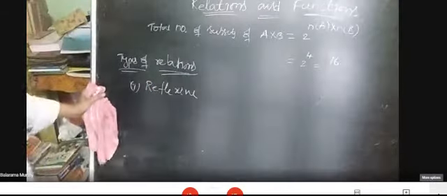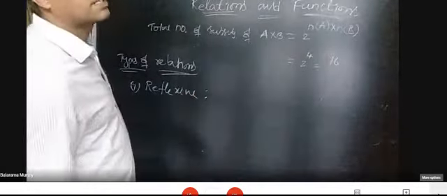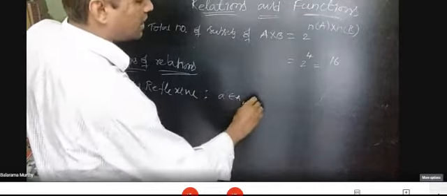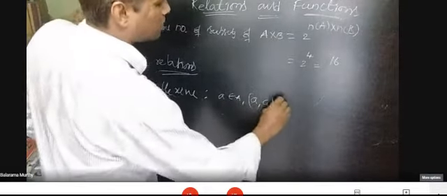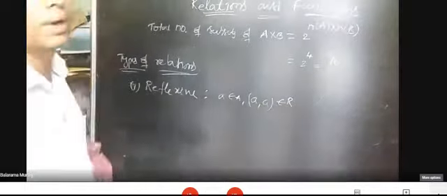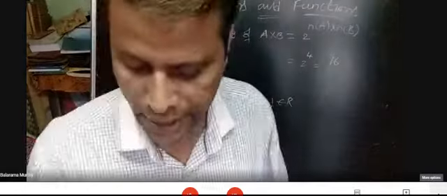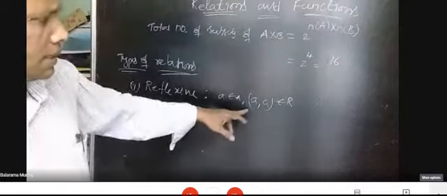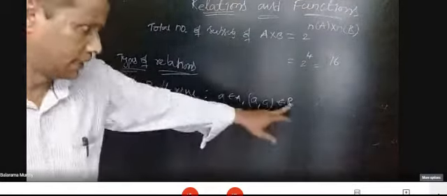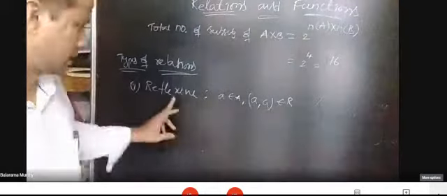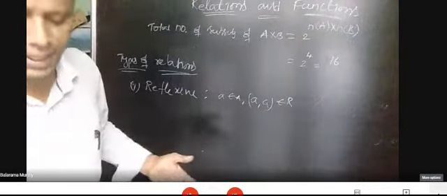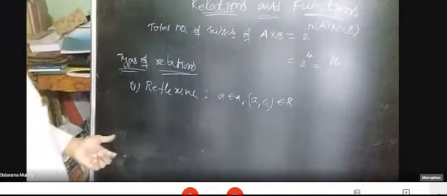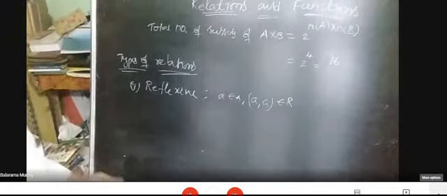What does reflexive mean in a relation? If A belongs to capital A, then A comma A belongs to R. Here R means relation. A belongs to capital A means A comma A is also in the relation. Then relation R is called reflexive. Clear, guys? Reflexive is also referred to as identity.